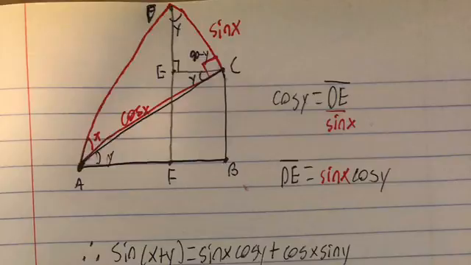With that information, we can take the cosine of angle ADC, and that being the cosine of y, we find that it's equal to the adjacent side DE over the hypotenuse sine of x, which can be rewritten as DE is equal to sine of x times cosine of y. Now with all that put together, we can rewrite this as sine of x plus y equal to sine of x times cosine of y plus cosine of x times sine of y.